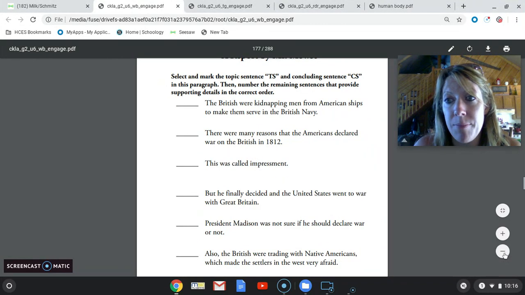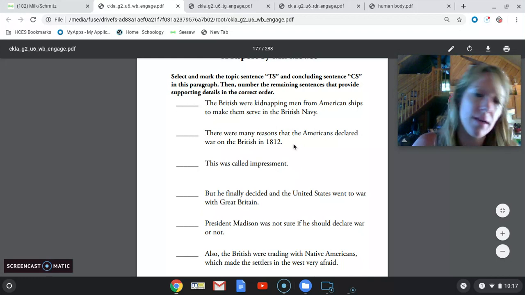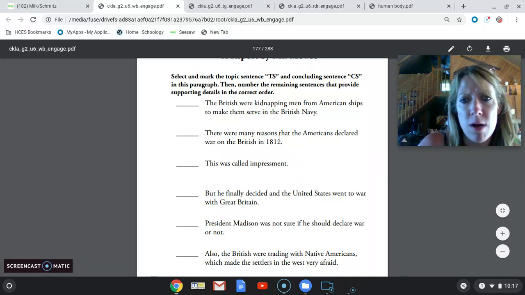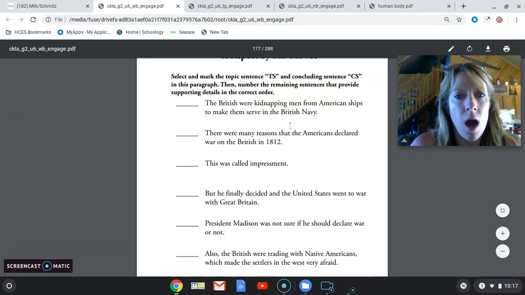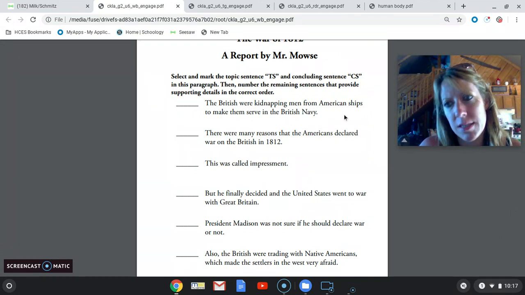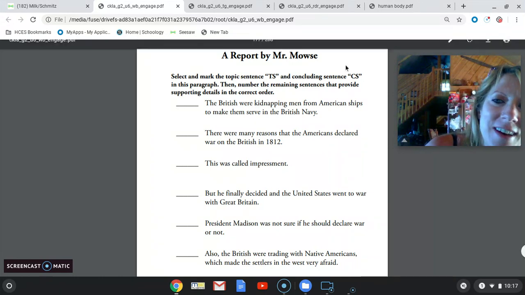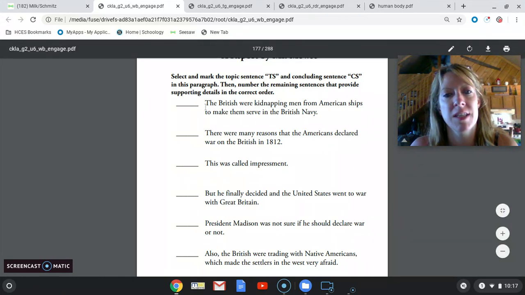One of them is the topic sentence. Another one is the concluding sentence, the last sentence. And then there's the ones that are the details that go in between. So before we could pick what is what, we have to read the sentences and then try to figure out which one would come first, then a detail, and another detail, and then the concluding sentence. So let's read the sentences.